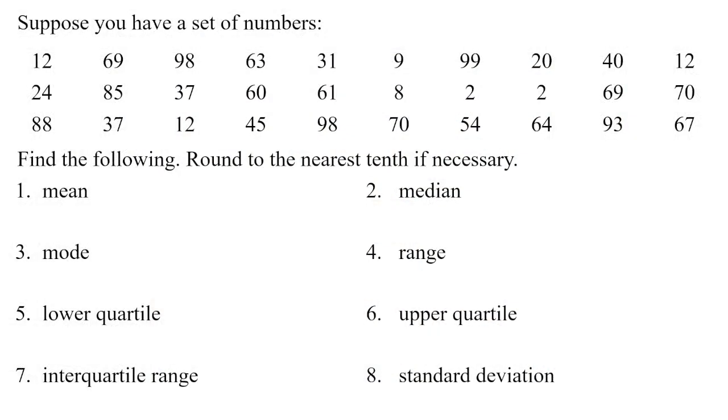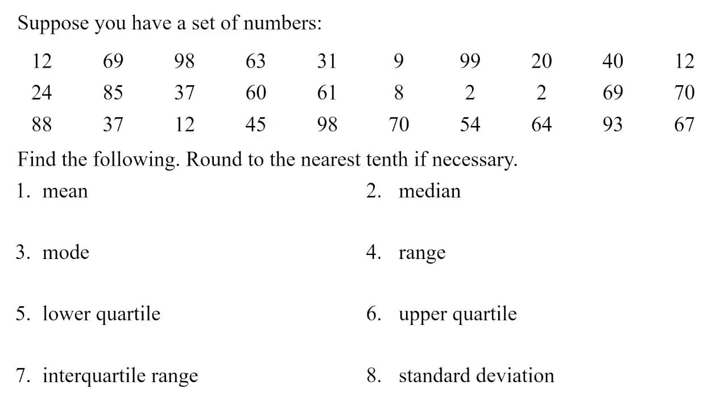Suppose you have this set of numbers, and you're going to find the following. Round to the nearest tenth if necessary. The mean, the median, the mode, the range, the lower quartile, the upper quartile, the interquartile range, and the standard deviation.